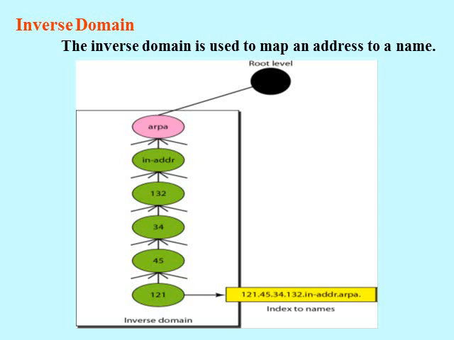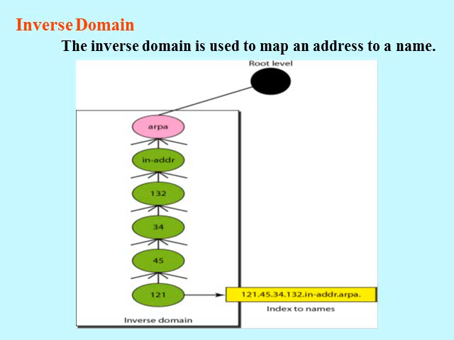And now the last domain, or the last section of DNS, that is Domain Name System, is the inverse domain. The inverse domain is used to map an address to a name. It is simply used for mapping of an address to a particular name. As shown in the root level diagram, it consists of only one root.